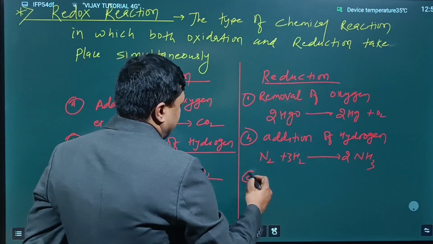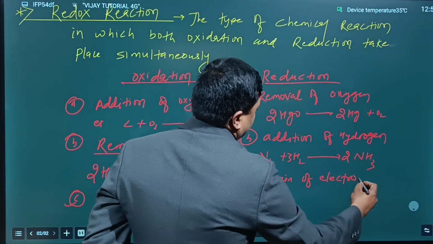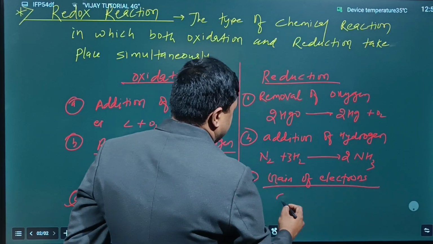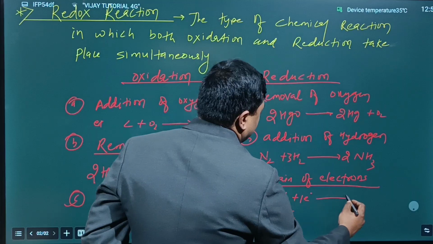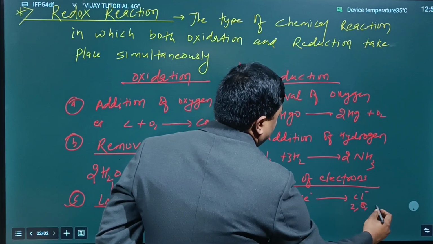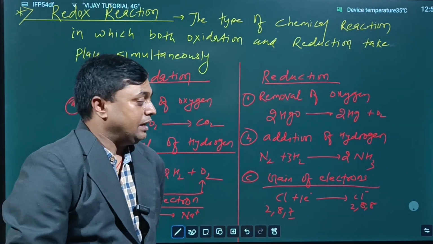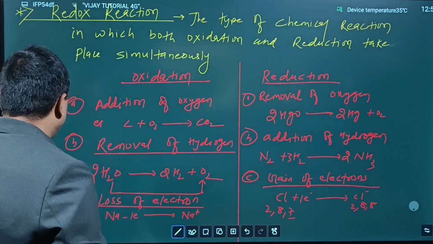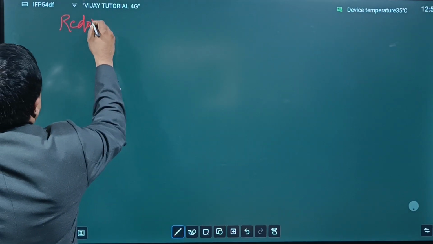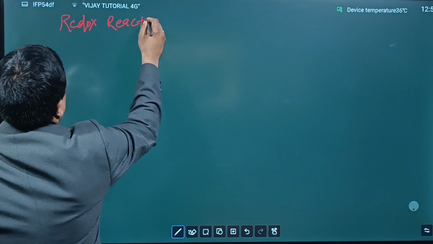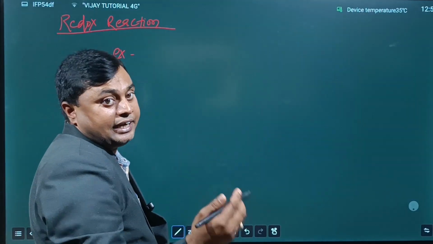And one more, we can say gain of electrons. The chlorine atom is there, so 2, 8, 7, it gains 1 electron and becomes Cl minus ion, 2, 8, 8. So this is also a reduction reaction. Is it clear? So the reaction in which both take place, when we talk about redox reaction, both oxidation and reduction take place simultaneously.